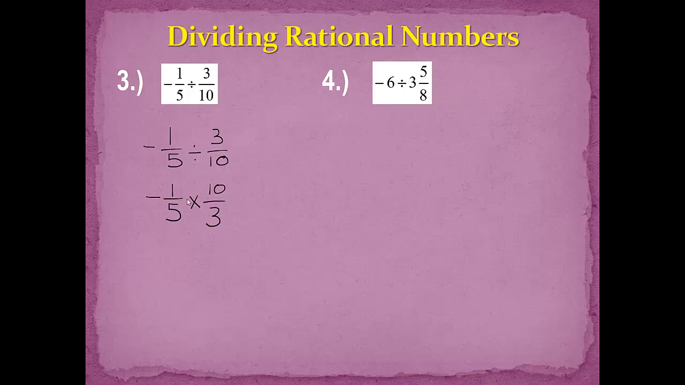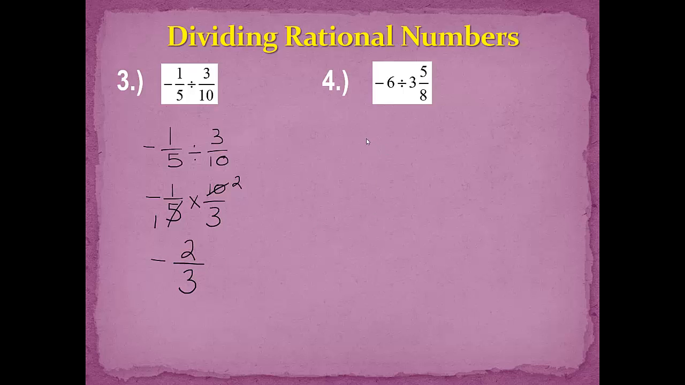Now that I've made this into a multiplication problem, I'm going to look and see if I can simplify. I have 1 and 3 across from each other, and the only thing I can do is divide those by 1, so I'll keep those the same. And then I have 5 and 10, which both can be divided by 5. 5 divided by 5 is 1. 10 divided by 5 is 2. Now I'll go ahead and multiply. 1 times 2 is 2. 1 times 3 is 3. And then I need to look at the sign. I have a negative times a positive, so my answer will be negative. So I have negative 2/3.